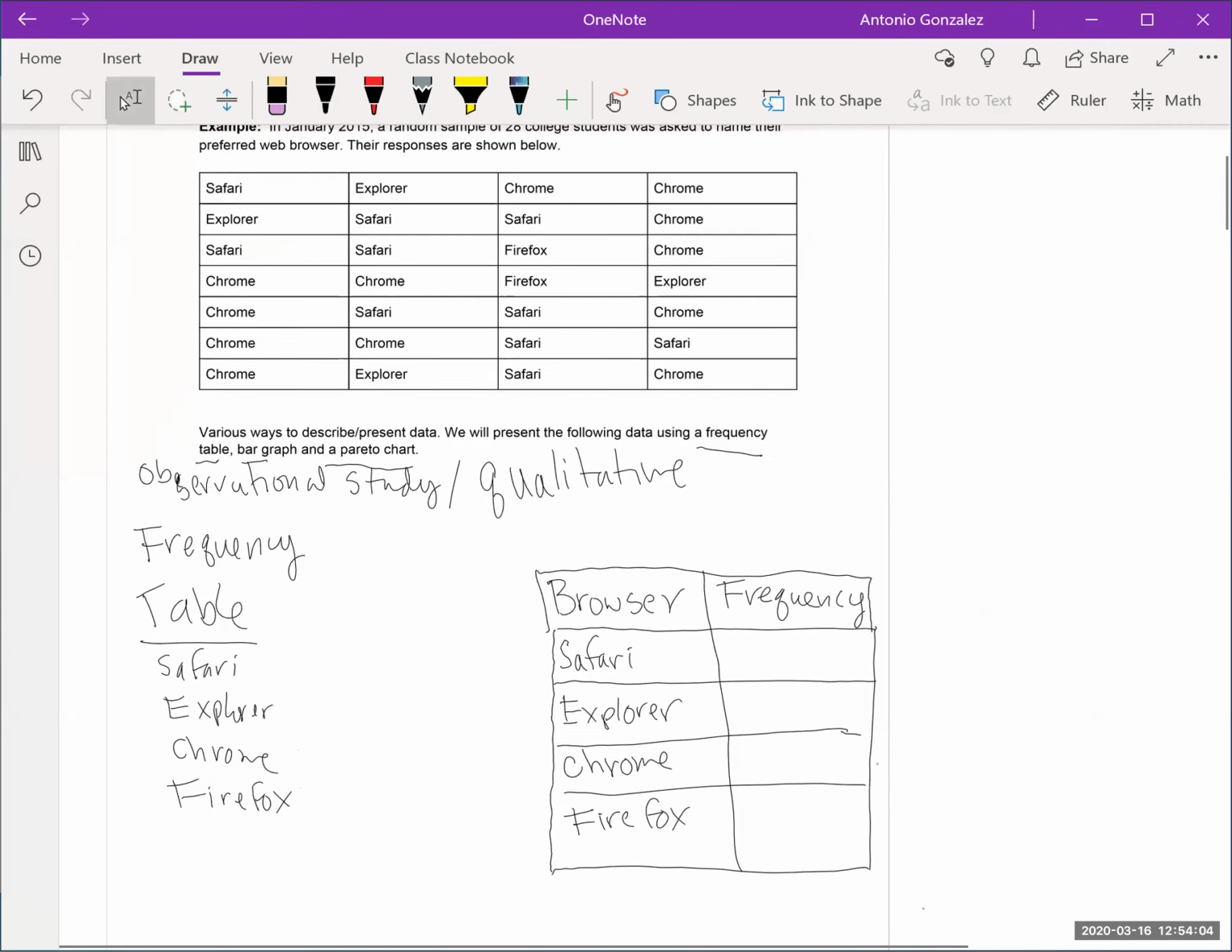and count up how many of these students answered Safari, right? So I would just go in there and say, all right, Safari, we have 1, 2, 3, 4, 5, 6, 7, 8, 9, 10. All right, so just count them up. I saw 10 of them, so I would write in for Safari to be 10.